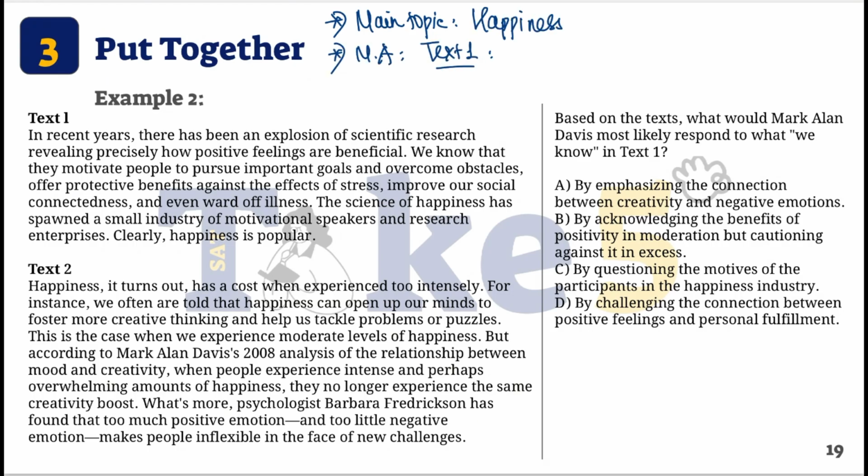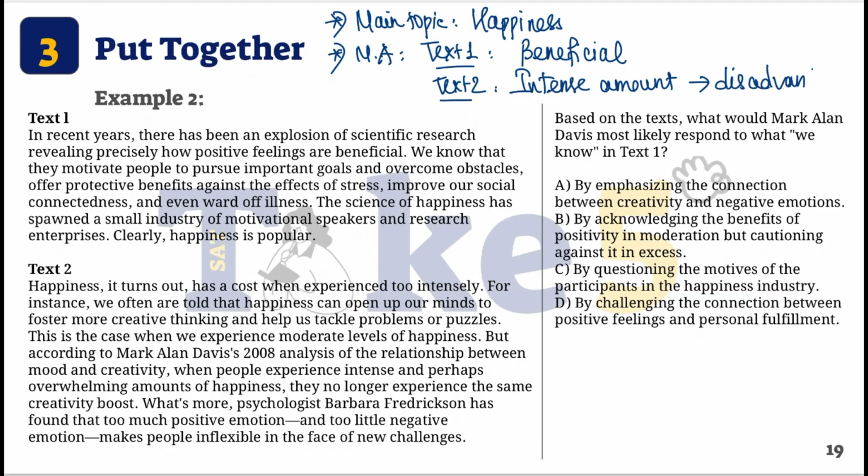Text 1 argues that positive feelings are beneficial, while text 2 claims that an intense amount of happiness can bring some disadvantage. So knowing that the two texts disagree with each other might not be enough, since we see that all answers use negative indicators.